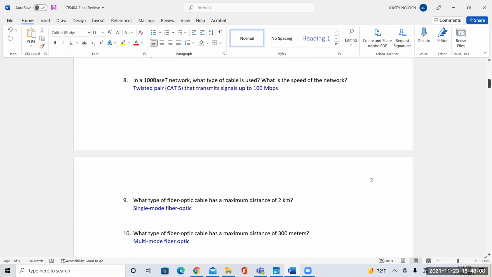What type of fiber optic cable has a maximum distance of 300 meters? And that will be your multi-mode fiber optic. So often you would find fiber optic connecting floor to floor if they don't use old school copper, right? But the modern way is to use fiber optic floor to floor in a tall rise building or building to building.